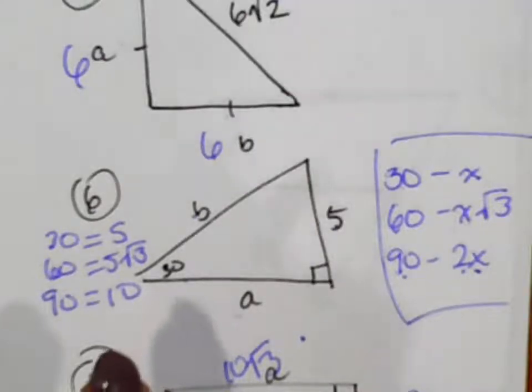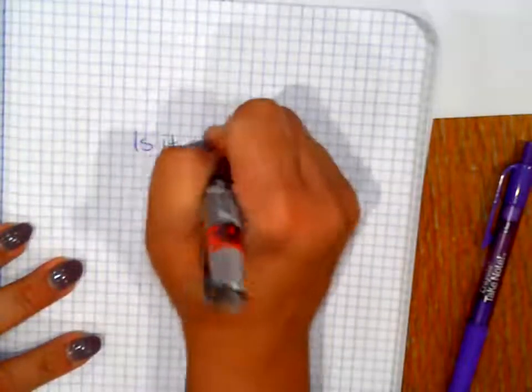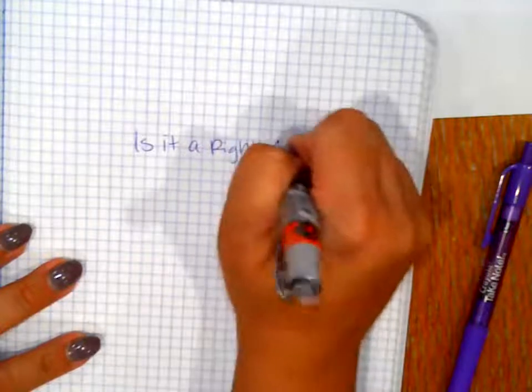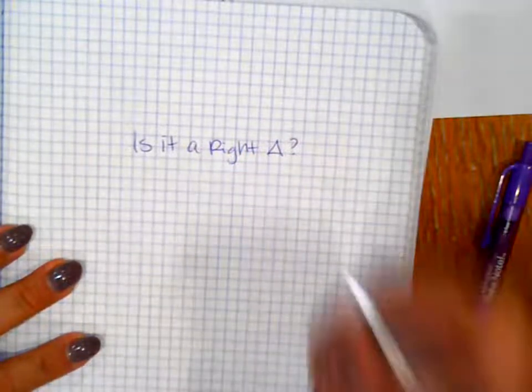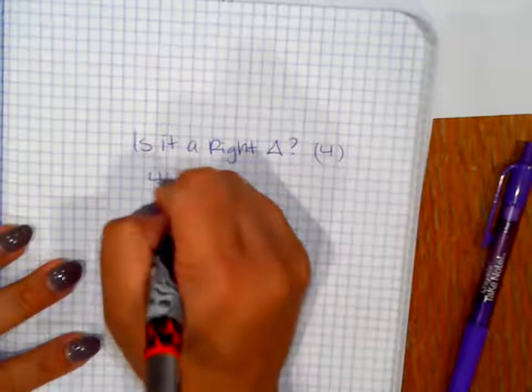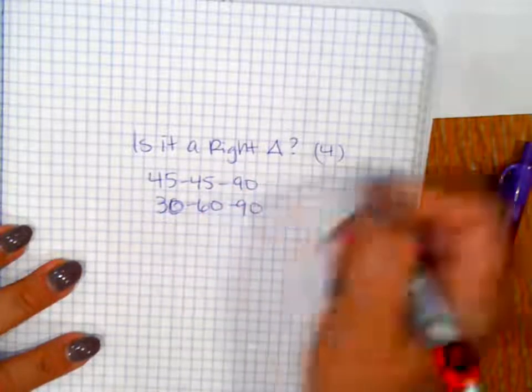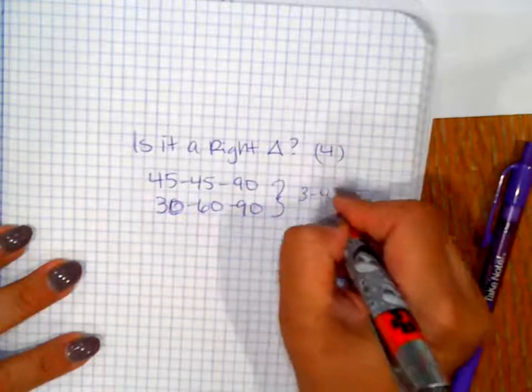So tomorrow is your exam. Remember, whoever your teacher is, can you say what's going to be on the test? Yeah, absolutely. So on the test, you're going to have to determine, is it a right triangle? And I think there are like 4 of those. All right. You have 45, 45, 90 triangles. You have 30, 60, 90 triangles. And I think there are 3 or 4 of those.